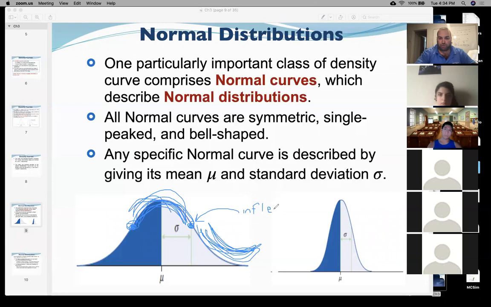Inflection points. This is the worst writing program ever. That's an inflection. Oh my God, horrible.